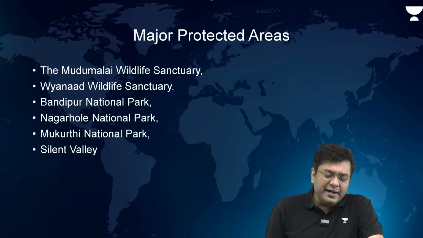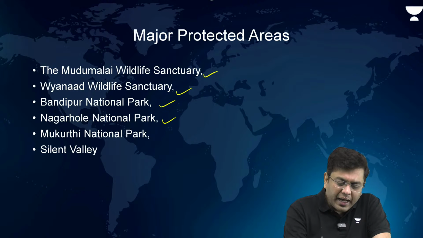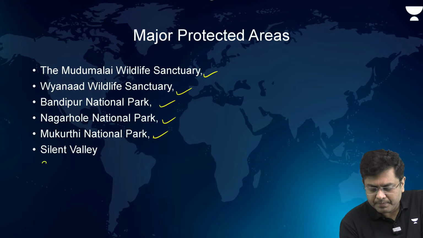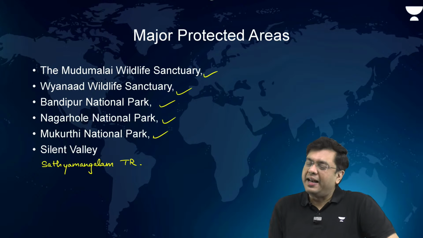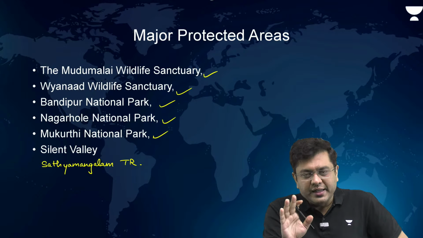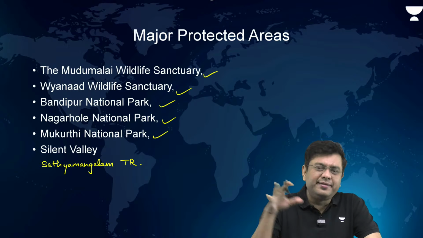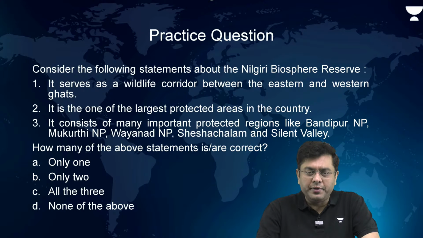Now, the major protected areas: Mudumalai, Wayanad, Bandipur, Nagarhole, Mukurthi, Silent Valley, and also Satyamangalam Tiger Reserve. Silent Valley is situated in the region again around Kerala. So these are the various protected areas and this is a contiguous zone. Okay. Now the question which can be framed from this.